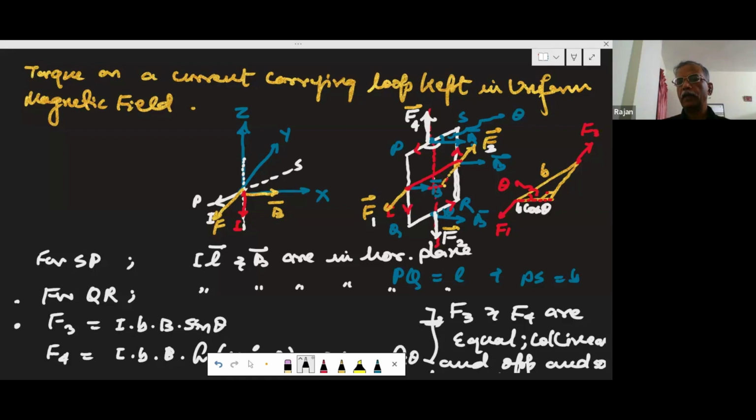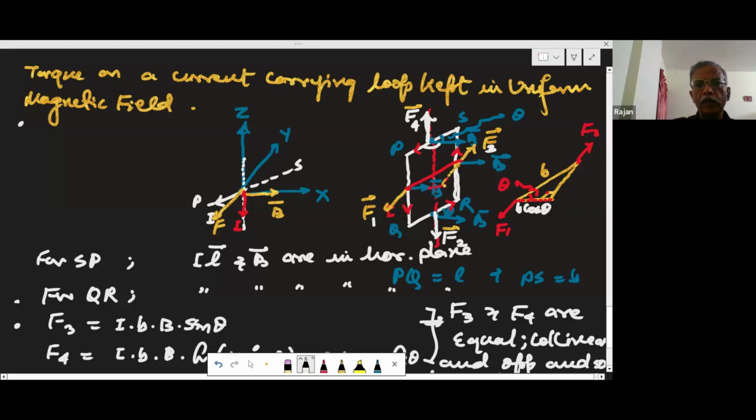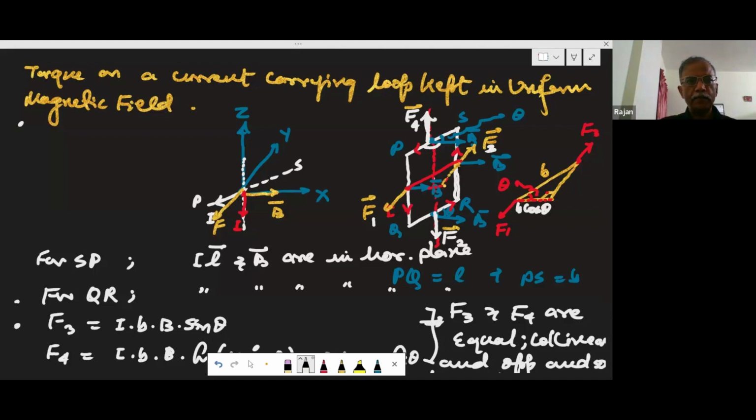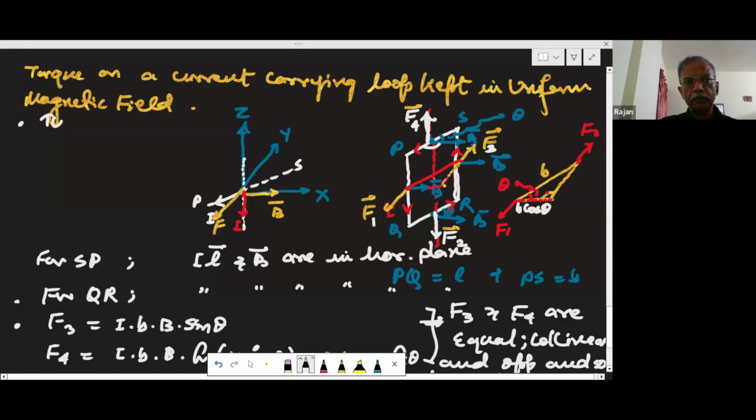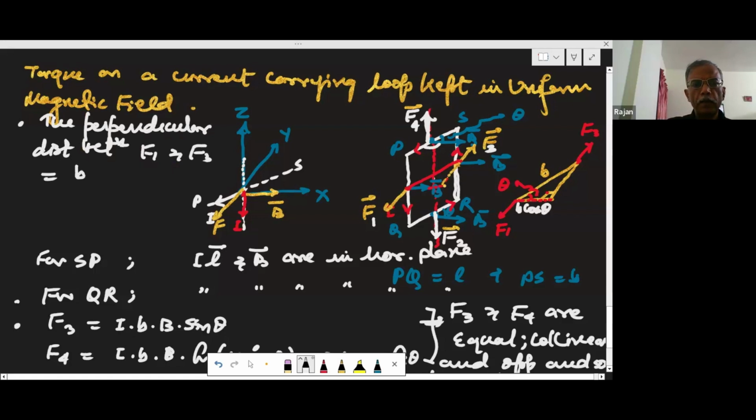Got it? Suppose this b, whatever I'm taking, is this pen, and somebody is pulling on this side and another person is pulling on this side, it is going to rotate immediately. The same thing is happening here. So in this case, we can write about F1 and F3. They are not collinear. So we can write the perpendicular distance between F1 and F3 is b cos theta. In the figure we can understand, right?